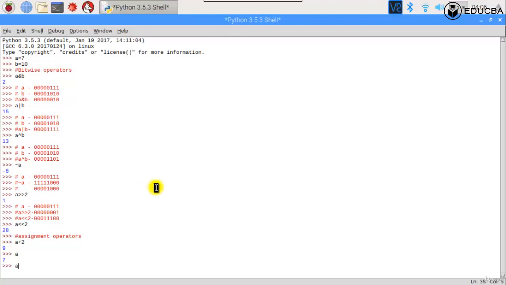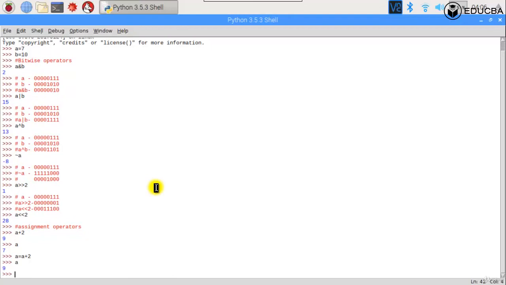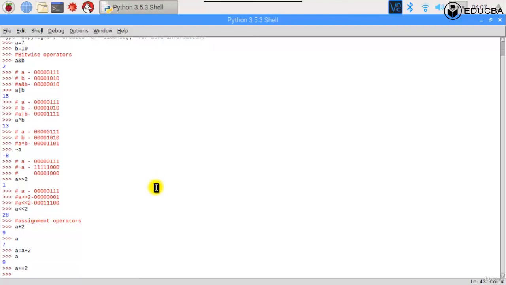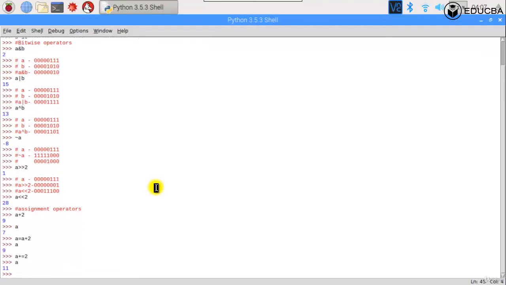Hence, you can actually write something like this: a is equal to a plus 2. Now, if I say what is a, that's 9. That's right. But instead of writing this, Python gives you an operator for it. What do you want to do? You want to add 2 to a and then assign it back to a. You can write something like this: a plus equal to 2, and a was currently 9, it will become 11. Correct?